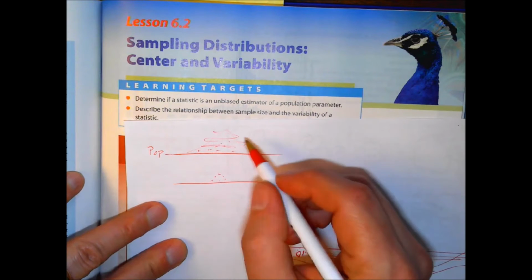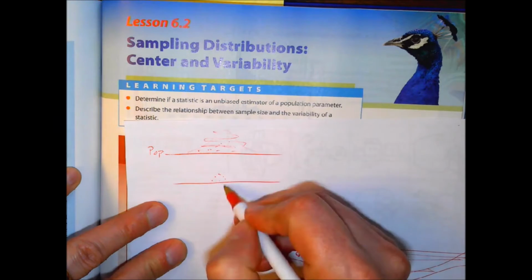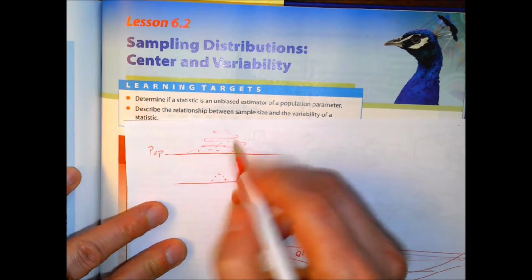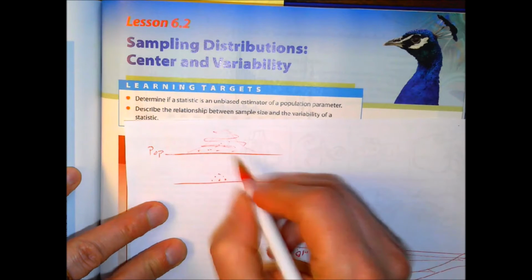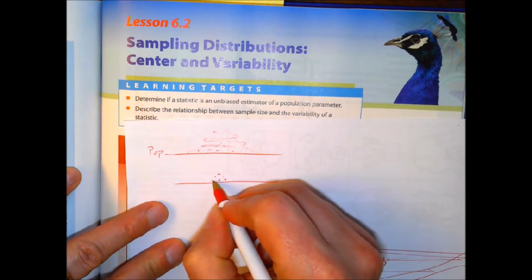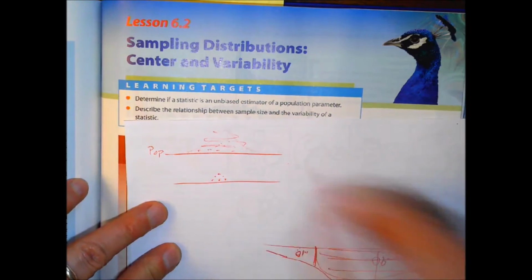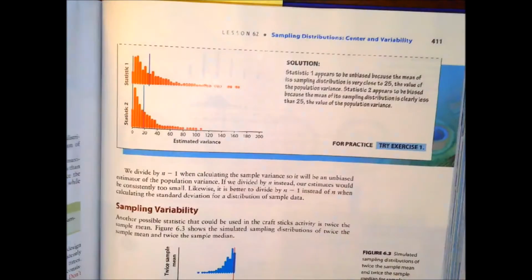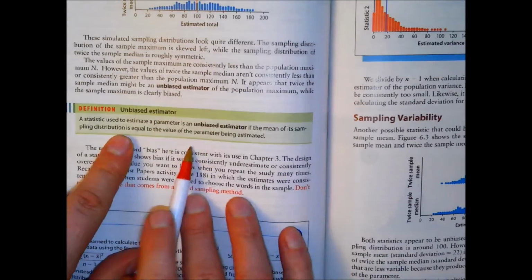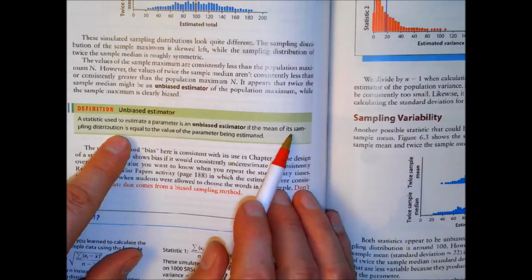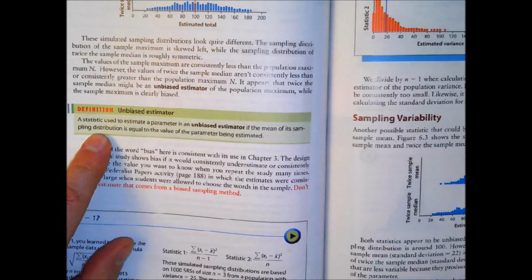Now, it is unbiased. Here's the definition: it is unbiased if the mean of its sampling distribution, remember this is the sampling distribution right here, right? So we have a population, we take a sample, find the mean. Take another sample, find the mean. Take another sample, find the mean. This is our sampling distribution. Now, it is an unbiased estimator if the mean of the sampling distribution, the center, is equal to the value of the parameter we're trying to find.